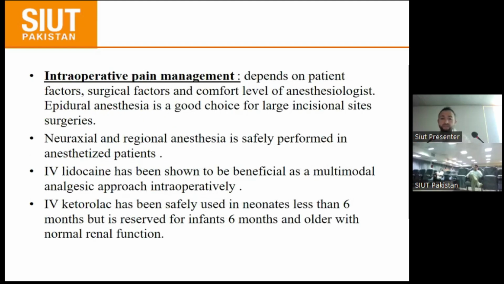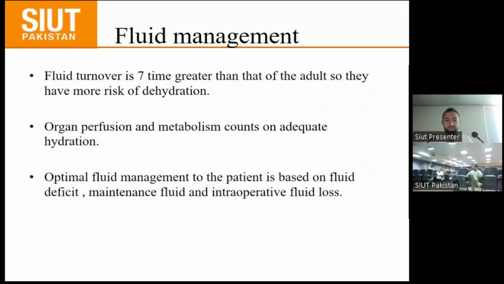Intraoperative pain management depends on patient factors, surgical factors, and the comfort level of the anesthesiologist. Epidural anesthesia is a good choice for large, single-site surgery. Neuraxial and regional anesthesia are safely performed in anesthetized patients. IV lidocaine has been shown to be beneficial as part of a multimodal analgesic approach intraoperatively. IV ketorolac can be safely used in neonates less than 6 months, but is reserved for infants 6 months and older with normal renal function.